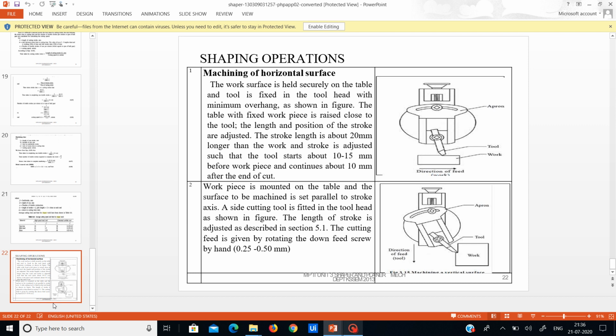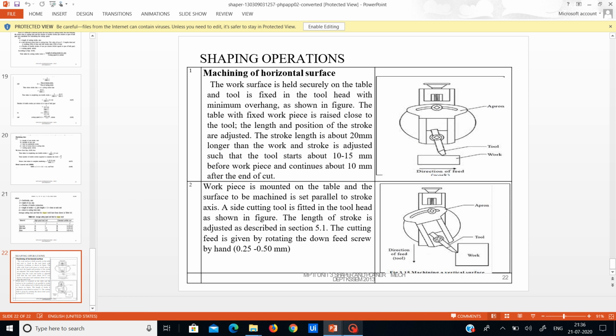The length and position of the stroke are adjusted. The stroke length is adjusted to be about 20 mm longer than the workpiece, so that the stroke starts about 10 to 15 mm before the workpiece and continues about 10 mm after the end of the cut. So this is how to adjust for the workpiece and how the horizontal workpieces are done, and in the lower figure you can see how the vertical workpieces are done.